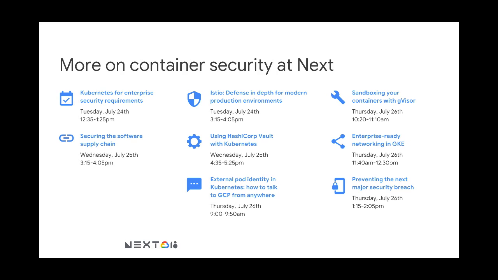Because we're a security talk and we like our security people, there's a lot more in container security happening here at Next. It's been the number one topic these days, which is super exciting for me. But the one that we did really want to highlight is Preventing the Next Major Security Breach, down in the bottom right corner, tomorrow at 1:15. That is the talk about the GCR vulnerability scanner. So if you want to learn more about how that works and talk to the folks who made that happen, tomorrow afternoon is where that's going to be.